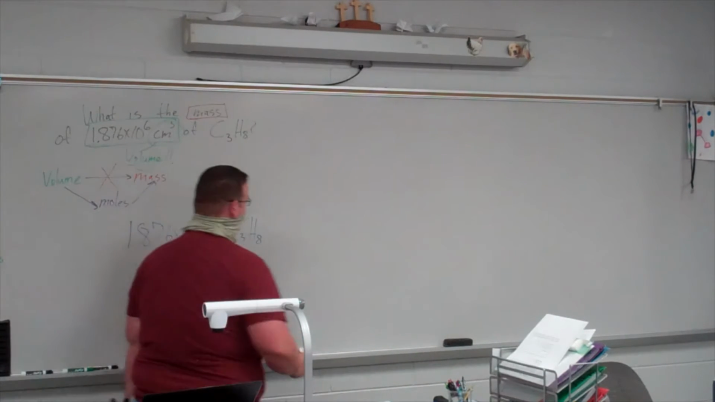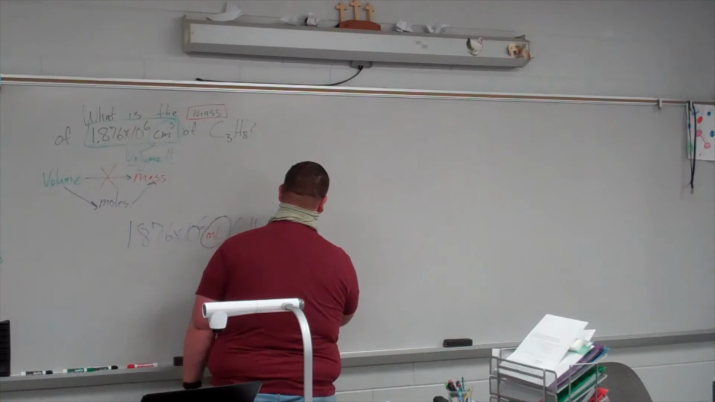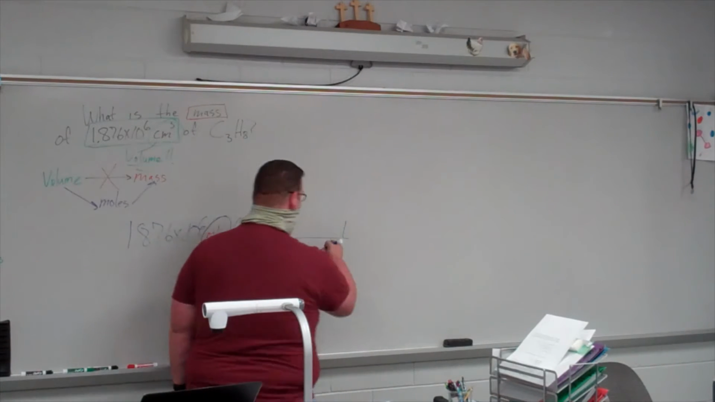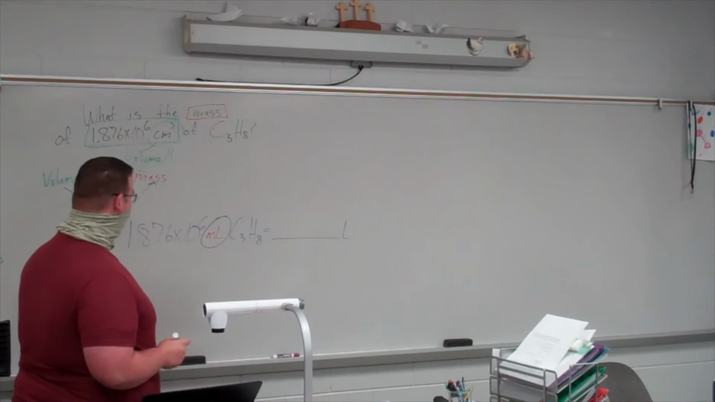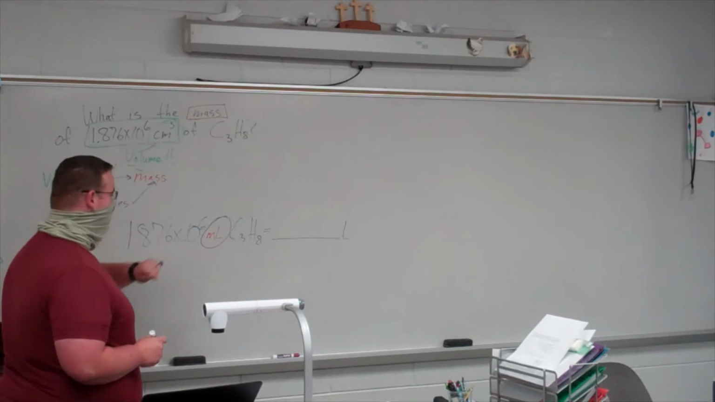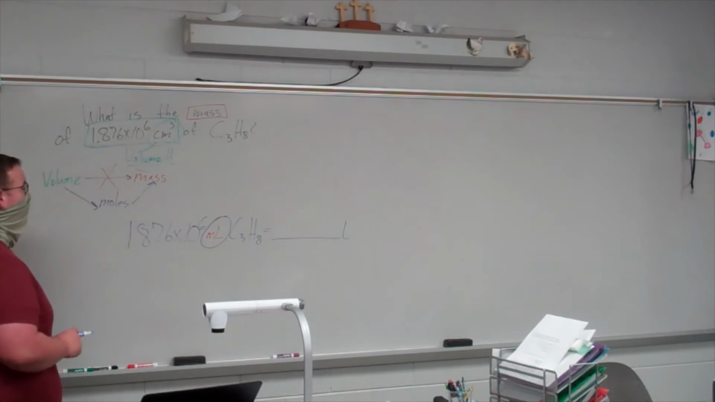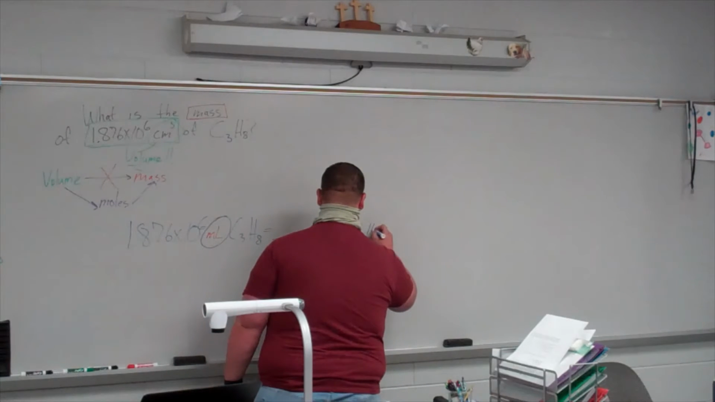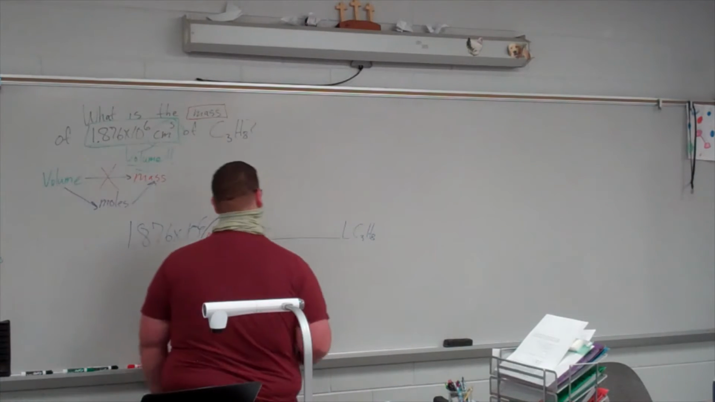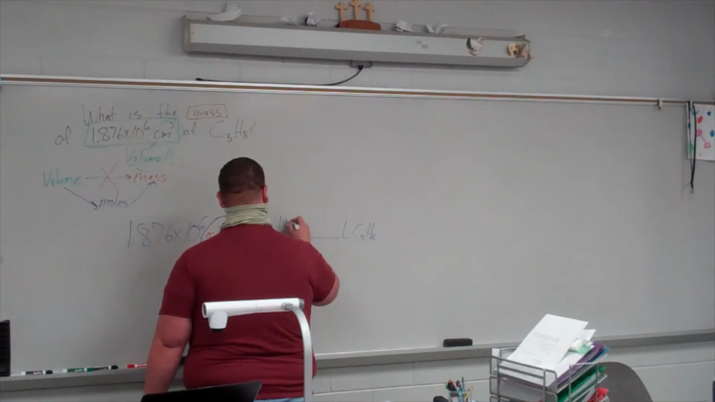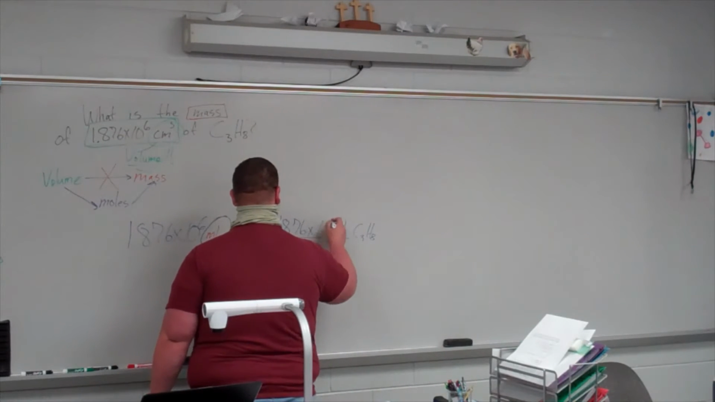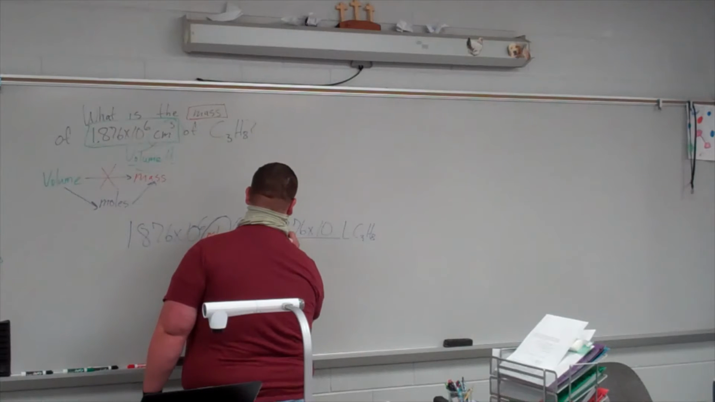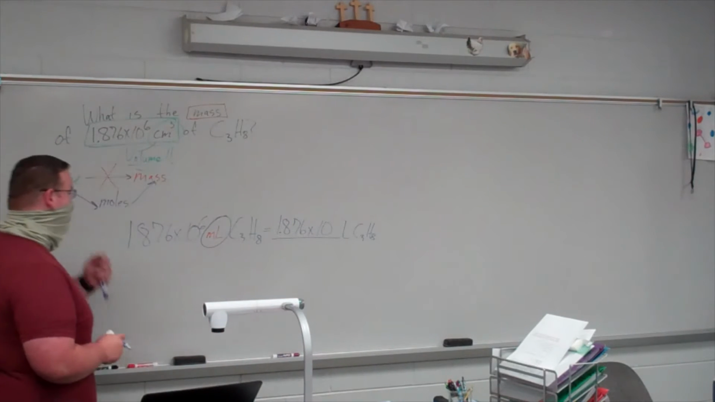Set it up yourself. If you want to set it up how I set them up, that's fine. So I'm going to liters. I need to know 1.876 times 10 to the 6 milliliters of propane is equal to how many liters of propane. 1.876 times 10 to something or another. Let's figure out what something or another is.